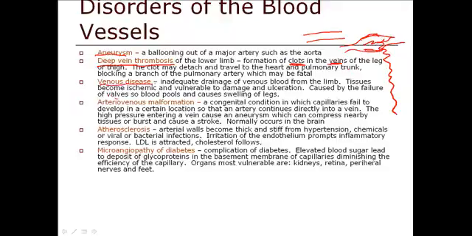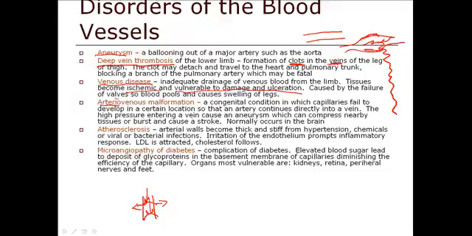So then we have venous disease, which is simply inadequate drainage of venous blood from the limbs. Tissues become ischemic. That means they don't have any blood. So then they're vulnerable to death and damage and ulceration. This is failure of the valves. Remember in the legs you have all of these valves that go this way. So if the blood pools here and the veins pull apart, then it's going to go down to the next check valve, and that just causes a lot of trouble.